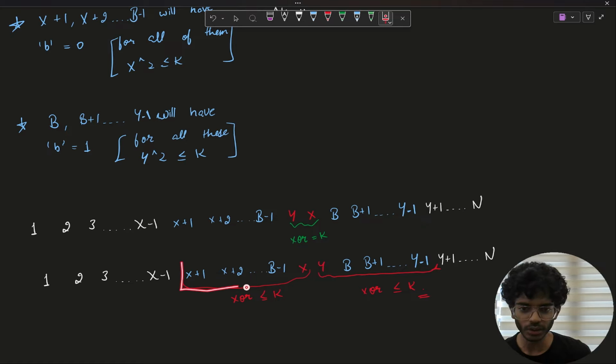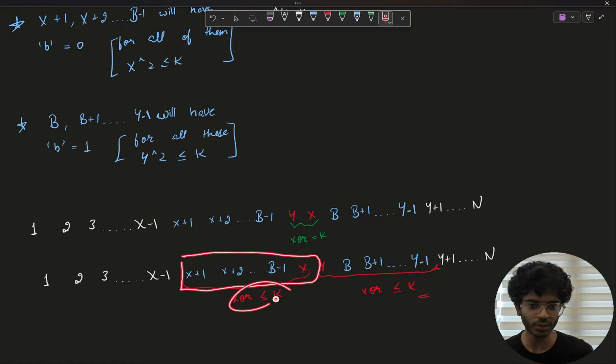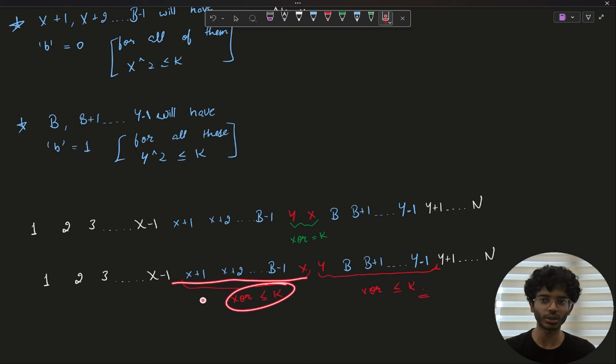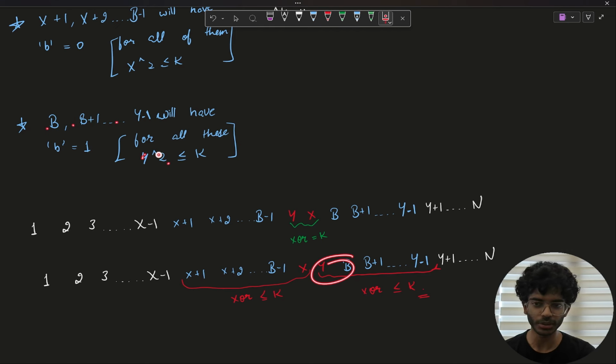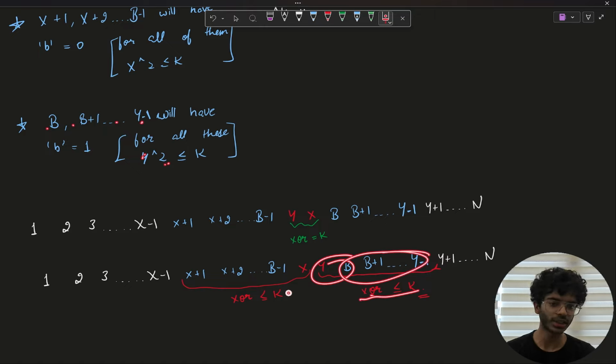And now the XOR with all of these elements would be less than or equal to k. So we'll swap them up. Then x would be here, b minus 1 would be here. Then we'll swap them up and we can similarly sort all of them. And for all these pairs, the XOR would be less than or equal to k, right? And similarly for all these pairs, y XOR b, y XOR b plus 1, y XOR b plus 2, dot, dot, dot, y XOR y minus 1, the XOR would be less than or equal to k, right?